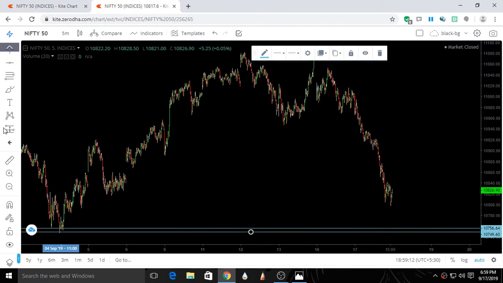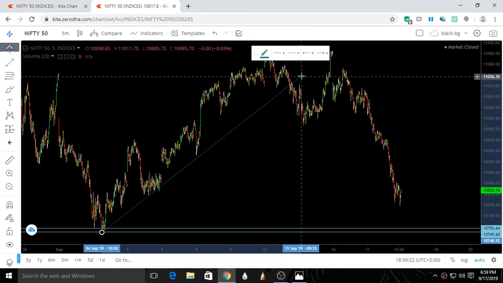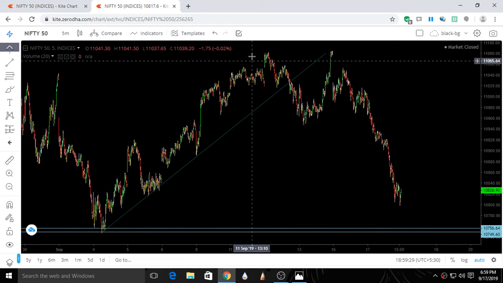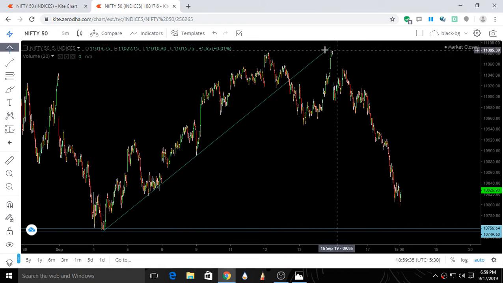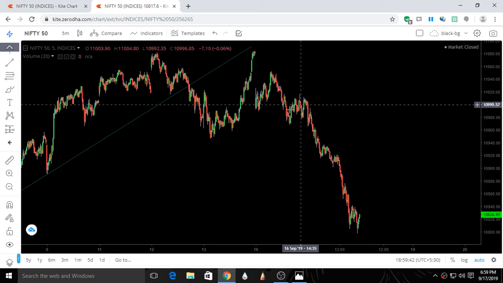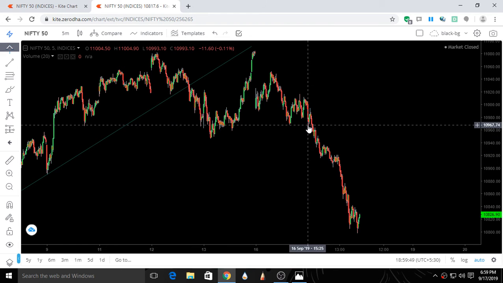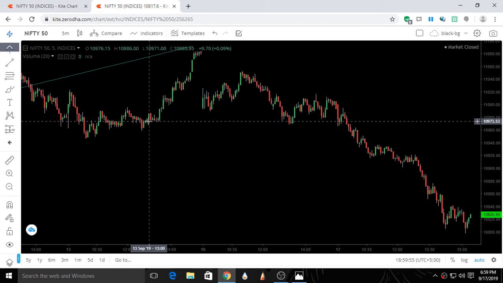This was the day when the trend line, when Nifty had broken this trend line, for the next day it moved sharply up, giving a sign of up move, but the very next day it opened gap down, made a low of around 10,966. Today is a very eventful day where Nifty has lost more than 1%.